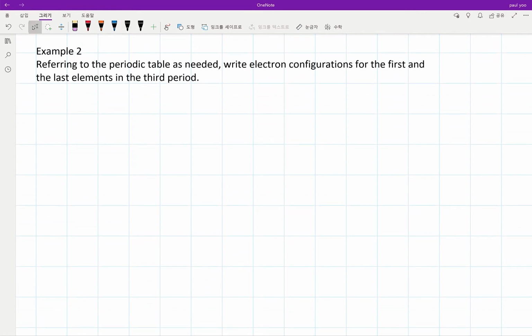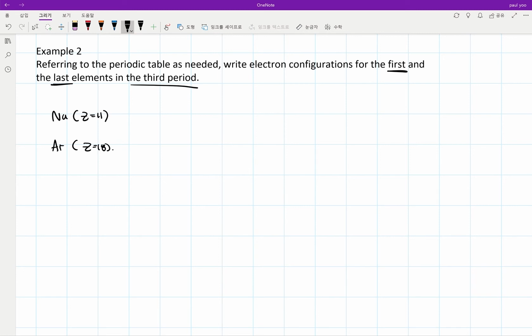Referring to the periodic table as needed, write electron configurations for the first and the last element in the third period. The first element is Na, and Z is equal to 11. And the last one is argon, whose Z number is equal to 18.